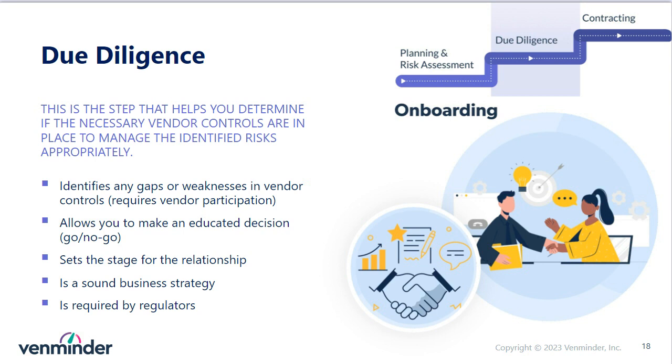In addition to what the vendor's doing to reduce risk, are there any other controls that you might want to consider internally? This should give you an educated decision at a high level if it's a go or no-go. It's valuable and a great way to compare multiple vendors. This might be the differentiator. And certainly it sets the stage for the relationship.